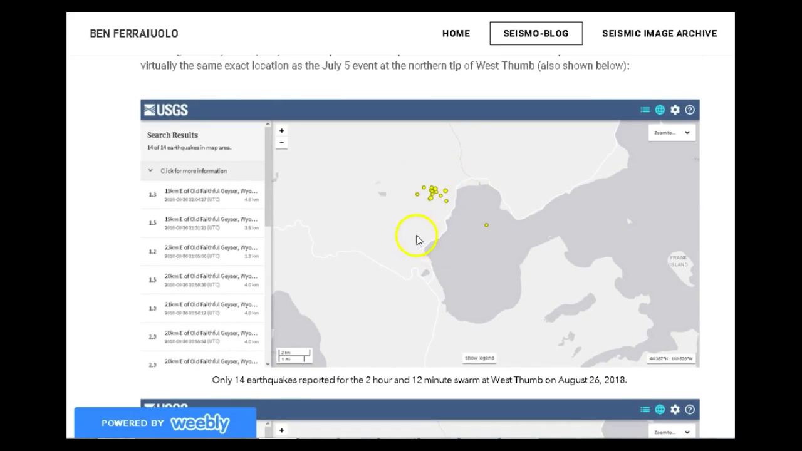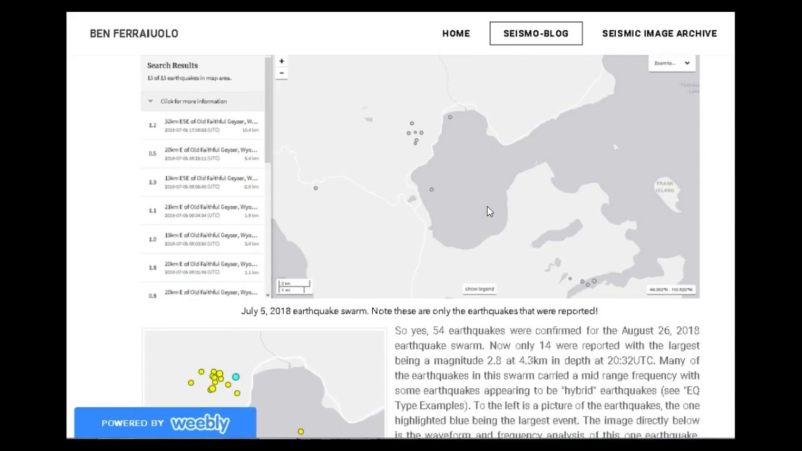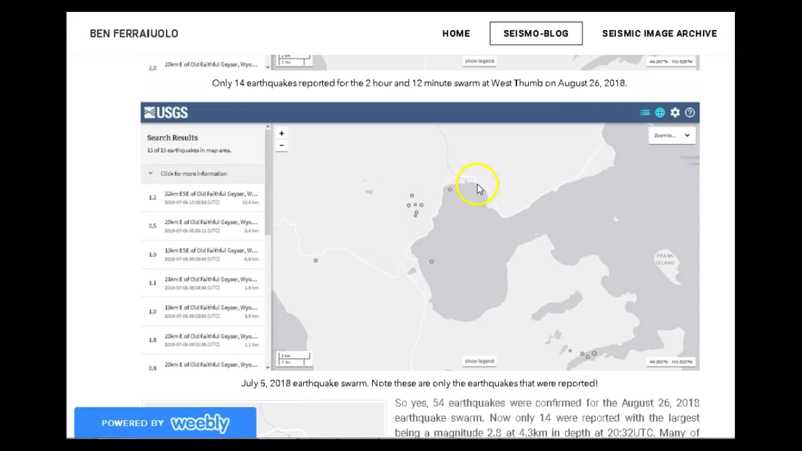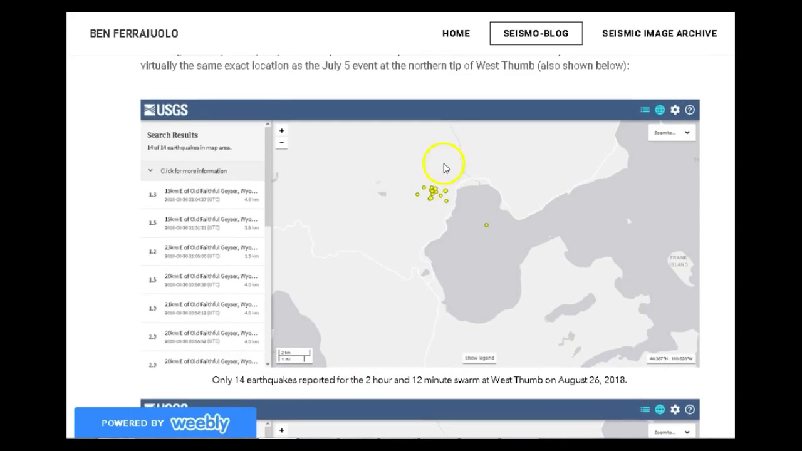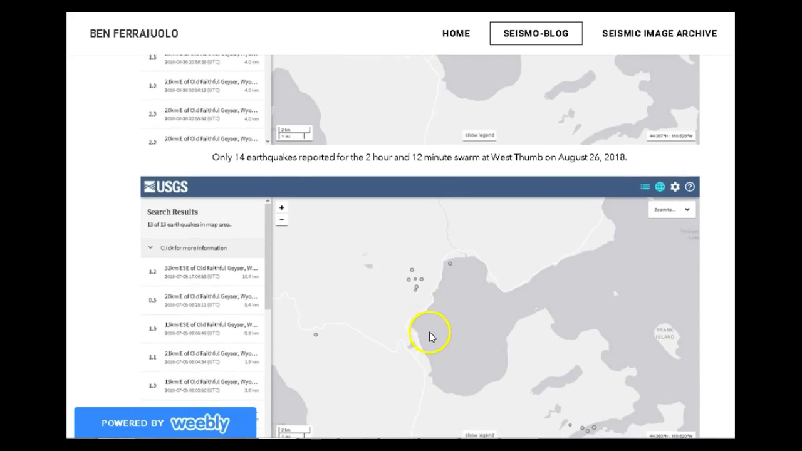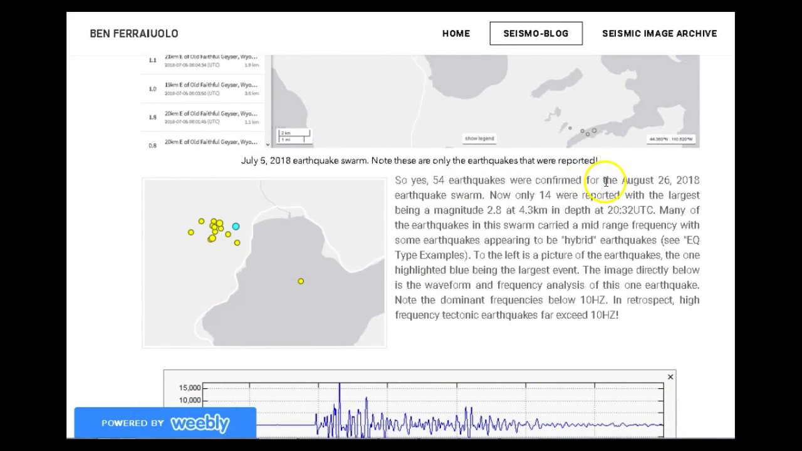Only 14 earthquakes reported for the 2-hour and 12-minute swarm at West Thumb on August 26th, and here is the location of the July 5th intrusion event, which I believe was intrusion. I believe this is a continuation of that event. So yes, 54 earthquakes were confirmed for the August 26, 2018 earthquake swarm. 54 earthquakes within 2 hours and 12 minutes. Now, only 14 were reported, with the largest being a magnitude 2.8 at 4.3 kilometers in depth at 2032 UTC.